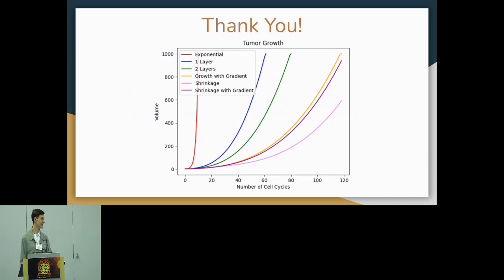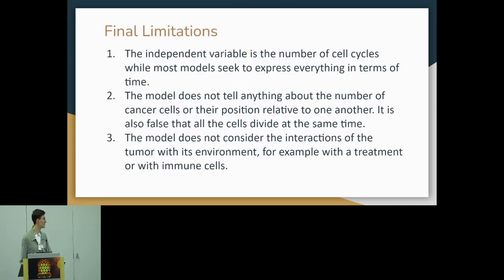There aren't any questions online, but I actually had a question. From your previous slide, are there any methods that you would use to address some of these limitations? For example, for the second limitation, where you're not sure what the number of cancer cells or their position relative to one another is?